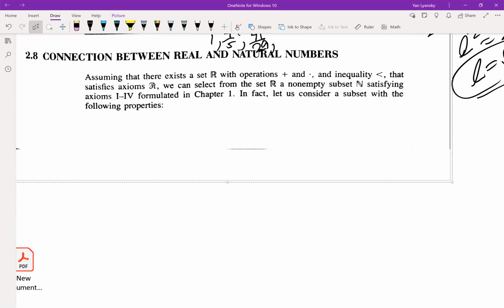Let's see. This is a set, and this is a set of axioms. The set that satisfies the axioms is R. The axioms is script R. Okay. So we have a script R and an R. They're connected, but they're not the same, right?